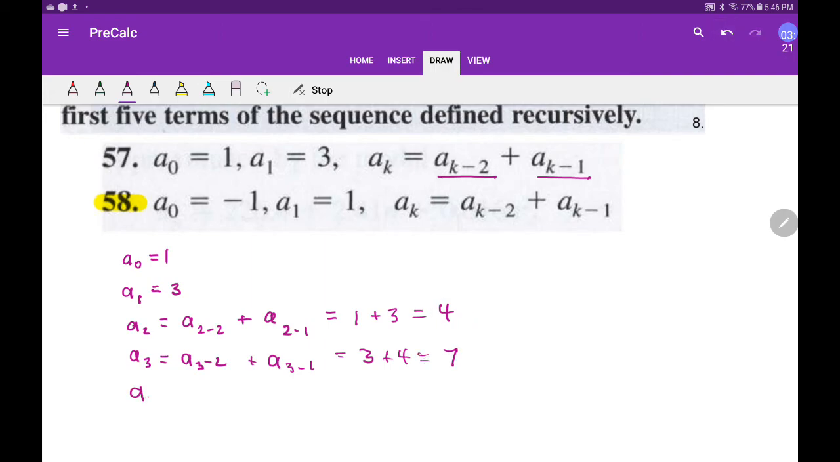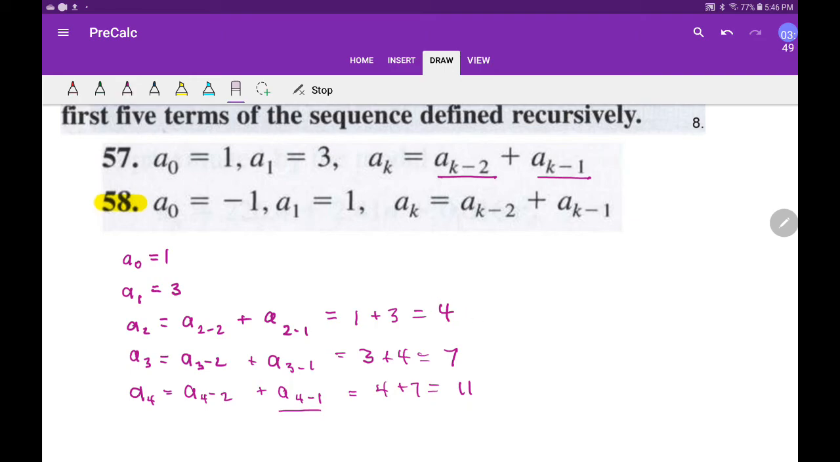Now, a sub 4. A sub 4 is the 5th term, even though it has a 4. Sorry about that. So a sub 4 minus 2 plus a sub 4 minus 1. And 2 ago, that was 4. So I'm going to say 4. And 1 ago, that was 7. So I get 11. Okay?